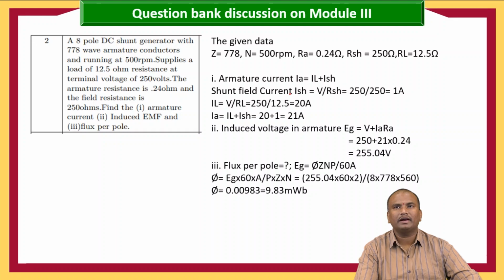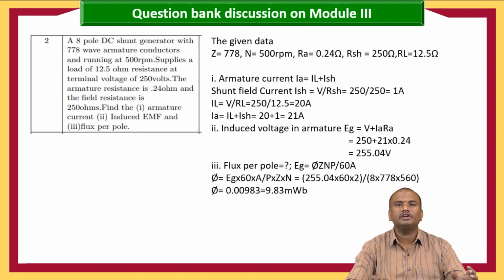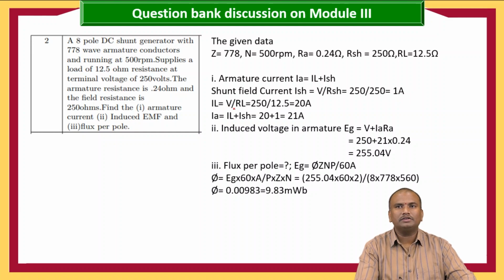Here shunt field current ISH is equals to V by RSH, because shunt field is connected in parallel with the voltage. In the parallel combinations, the voltage is same. So 250 by 250, which is equals to 1 ampere. Now the load current is equals to V by RL, which is 250 by 12.5, which is 20 amperes. Now IA is equals to IL plus ISH, which is 20 plus 1, 21 amperes.